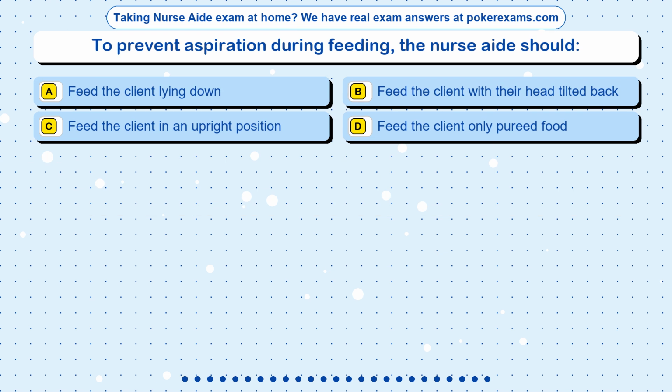Question 6. To prevent aspiration during feeding, the nurse aide should: Option A. Feed the client lying down. Option B. Feed the client with their head tilted back. Option C. Feed the client in an upright position. Option D. Feed the client only pureed food.